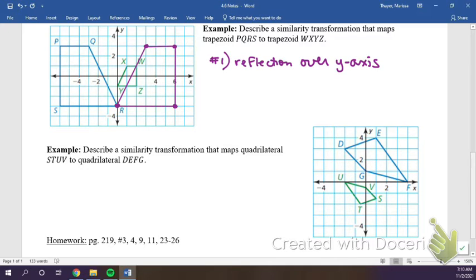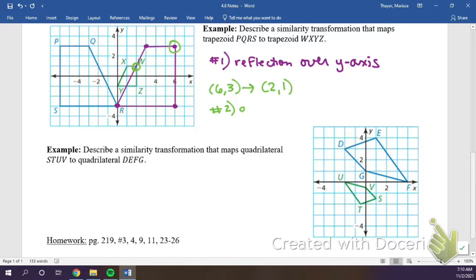So yes, it's reflecting over the y-axis, but it's somehow getting smaller as well. For the next one, I would recommend that you look at just one point. I'm going to look at this point, which is (6, 3). That point becomes (2, 1). What does it take to get from (6, 3) to (2, 1)?